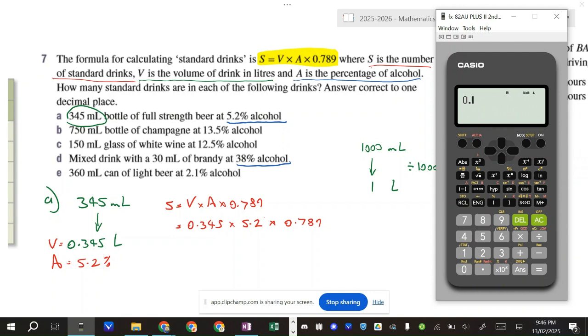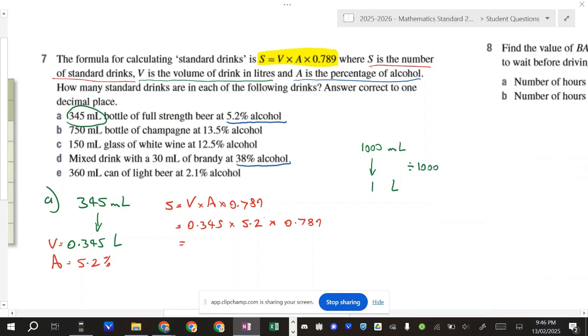So 0.345 times 5.2, which is the percentage of alcohol, times 0.789, which equals 1.415, and then there were other numbers, but they wanted one decimal place, so it's 1.4. So that is our number of standard drinks.